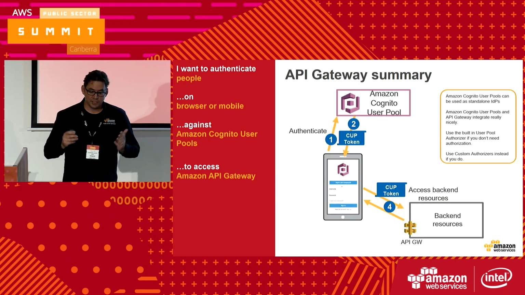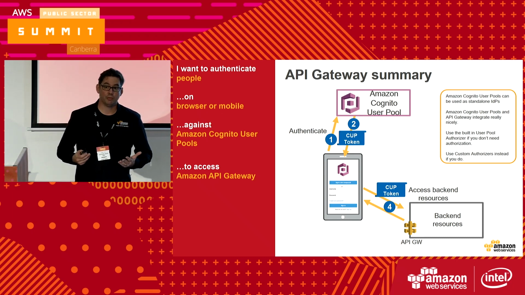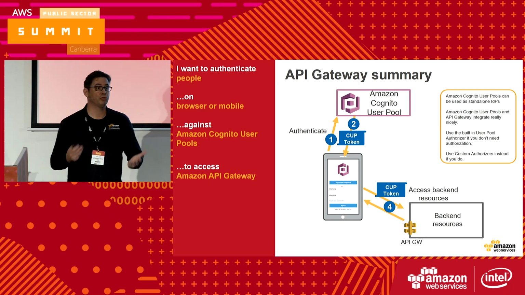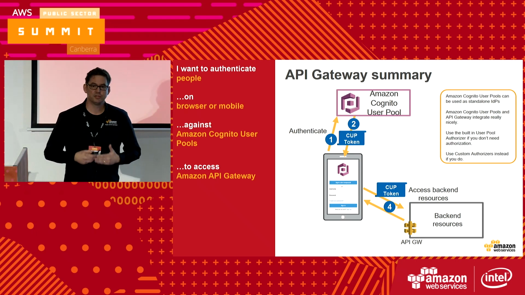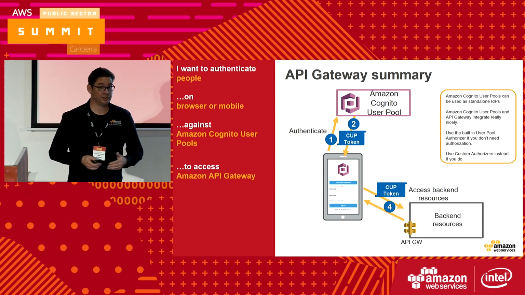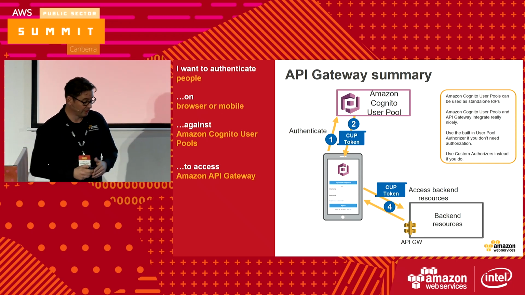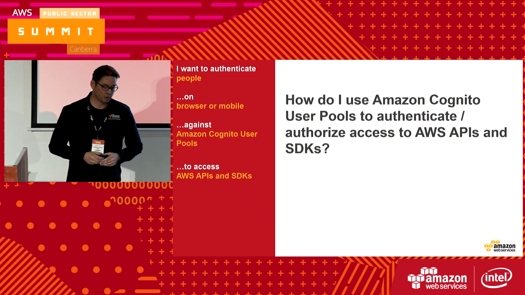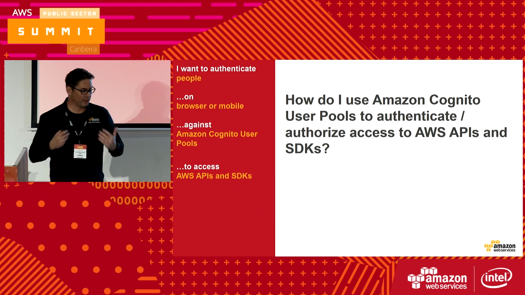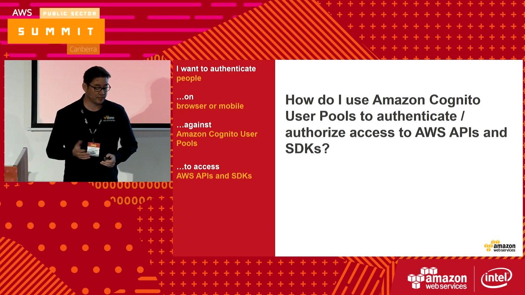So in summary, using Amazon Cognito to secure your API gateways is really, really simple. If you don't need authorization logic, then simply use the Cognito user pool authorization for user authentication. Otherwise, create yourself a custom authorizer. So what about using Amazon Cognito user pools to authorize AWS APIs or within my SDKs?